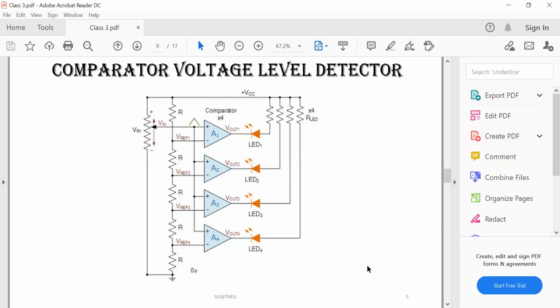And using different reference voltages. Here also, this is reference 1, this is reference 2, reference 3. So in this way, more than 2 reference voltages are considered, so that the voltage level can be detected.